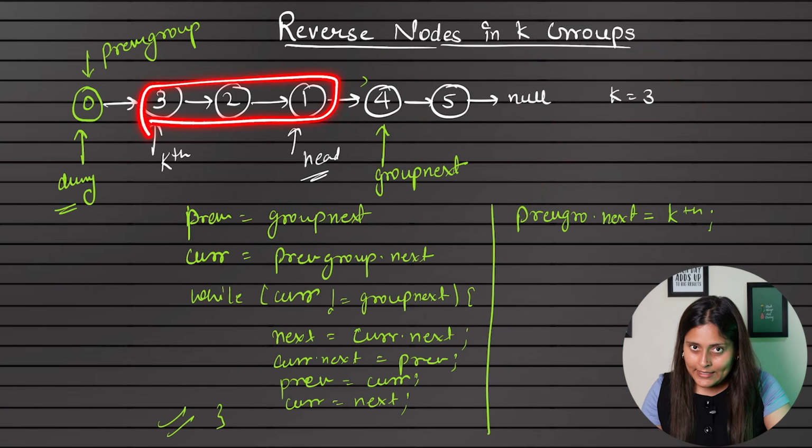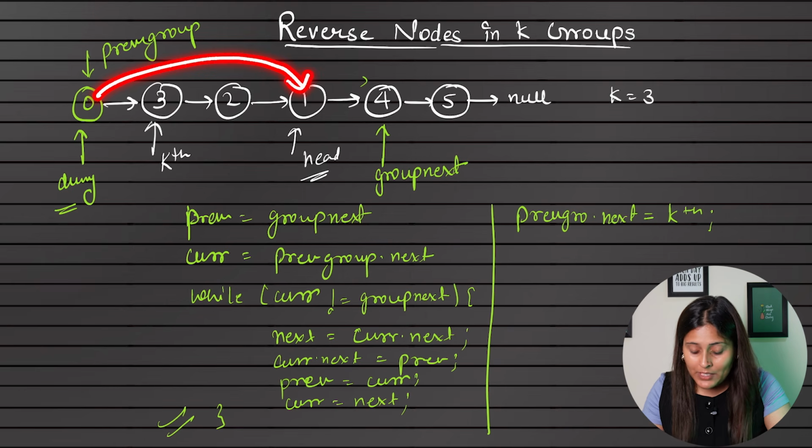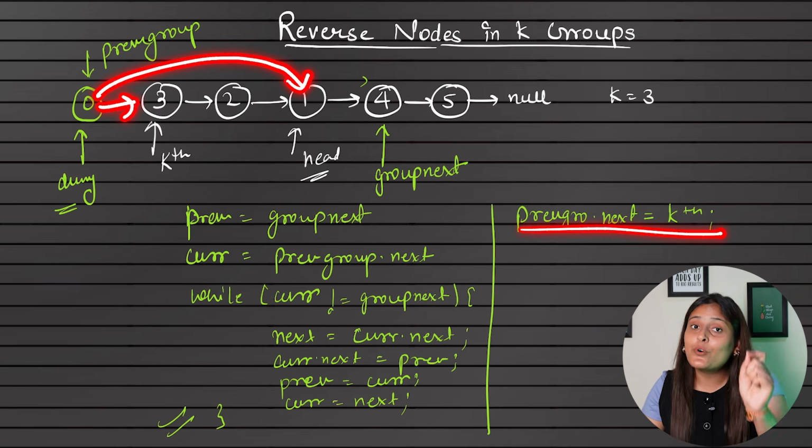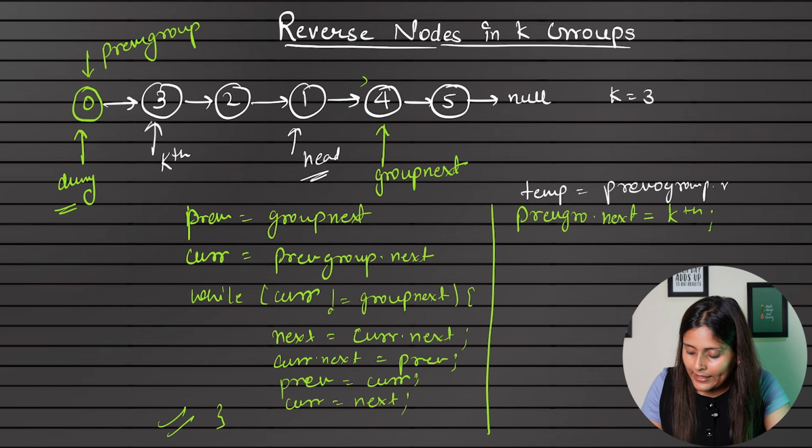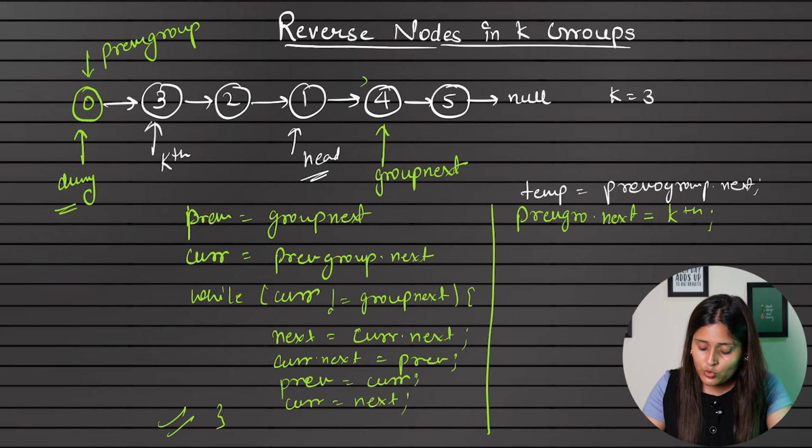Before disconnecting this, previously this was connected to this, remember? Then only we connected it to 3, by writing that line of code. So before disconnecting it, let's save this one somewhere. Let's save in a temp variable: previous group dot next. What is my previous group earlier? 0. Dot next means earlier 1 was there. So let's save it in a temp variable. If you save in temp, now you have the track.